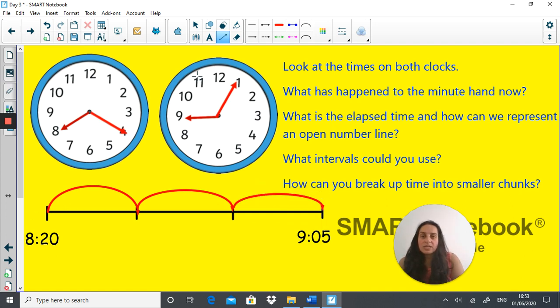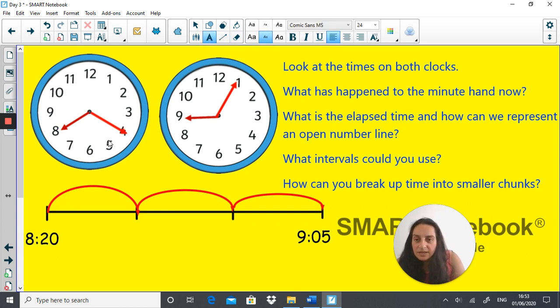Right, so 8:20 plus 15 minutes would be 8:35. I'll put down here 8:35. Another jump of 15 minutes will be 8:50.